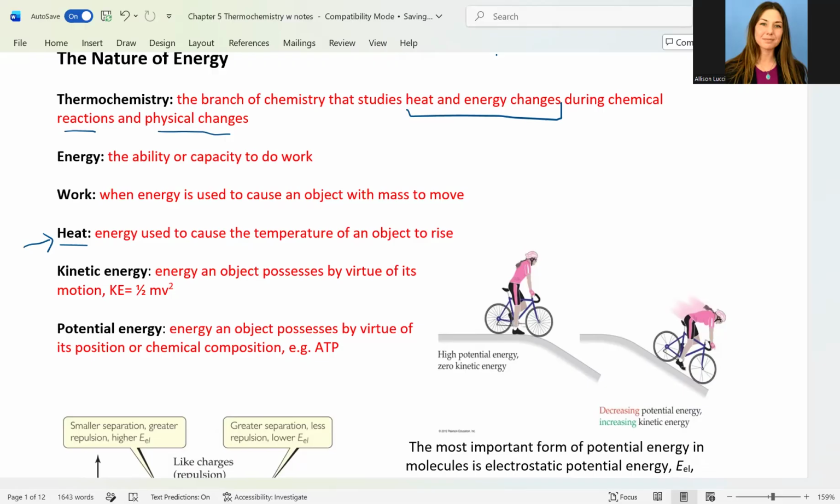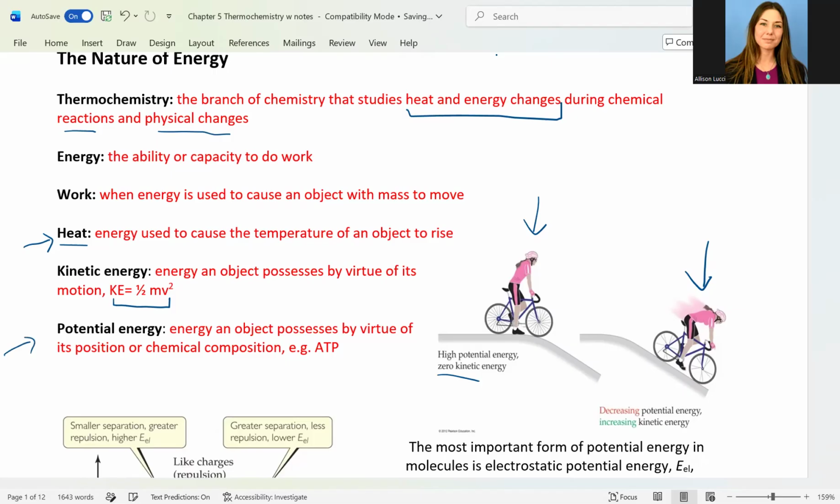Then we have down here, you might have seen kinetic energy, maybe in one of your physics classes, using this formula here. This is energy that an object possesses by its motion. So in this equation, kinetic energy is 1/2 mv squared. We can see this bicyclist going down the hill has increasing kinetic energy, higher kinetic energy due to motion than when she's in this position here. So she has high potential energy, but no kinetic energy.